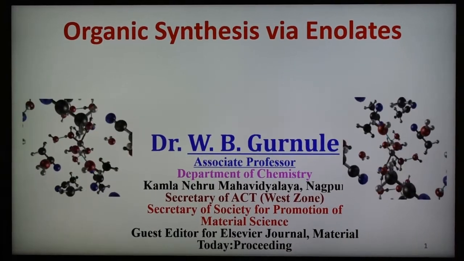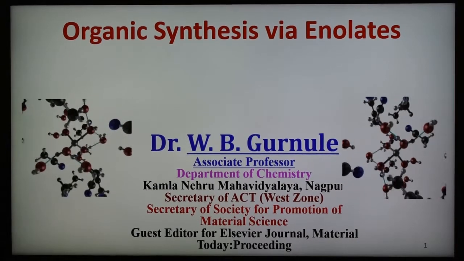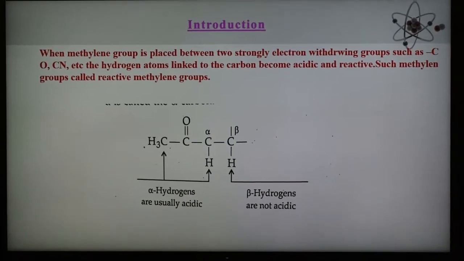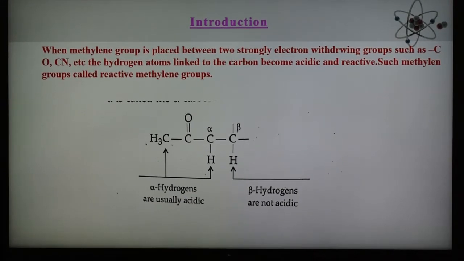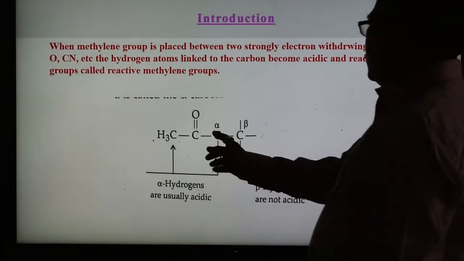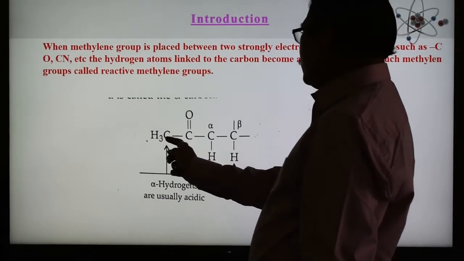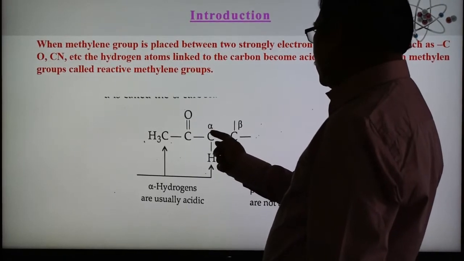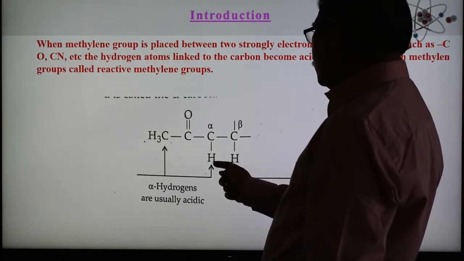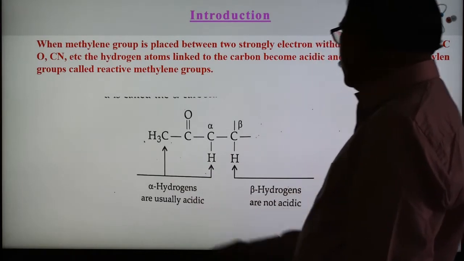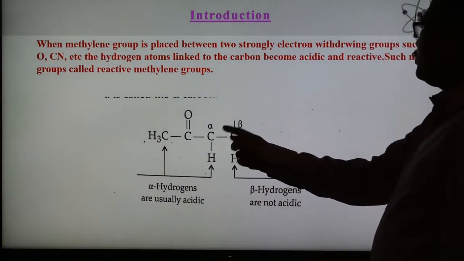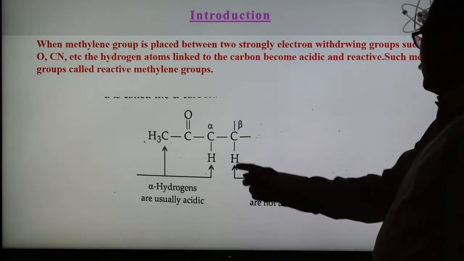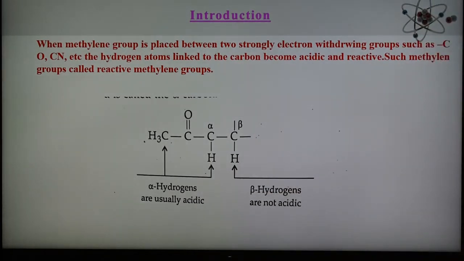Before that, what is the reactive methylene group or active methylene group? Here the alpha hydrogen is shown. This is the carbonyl group, and the carbon attached to it is the alpha carbon, with hydrogen attached to this carbon. These alpha hydrogens are usually acidic in nature. The next carbon is the beta carbon; this is beta hydrogen and is not acidic. Only the alpha hydrogens are acidic in nature.